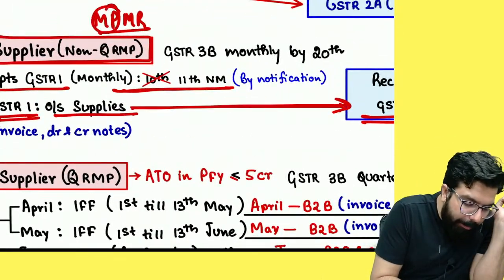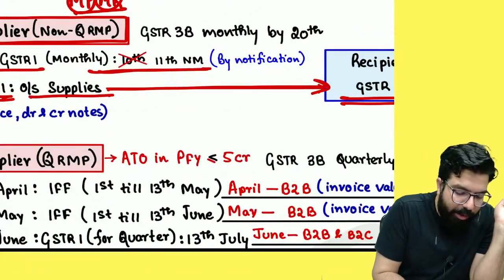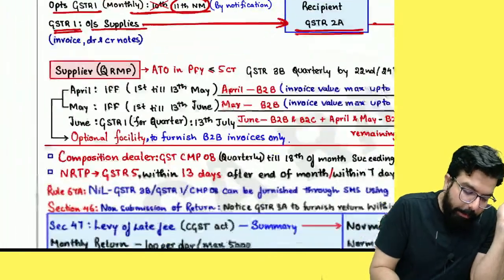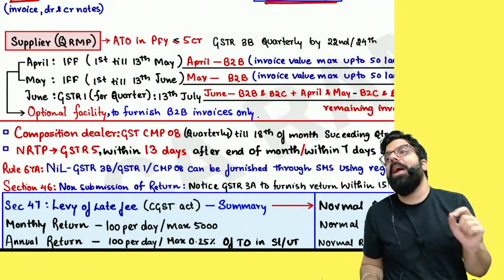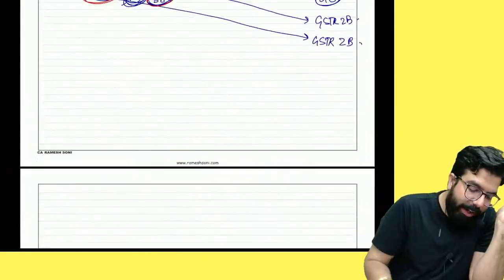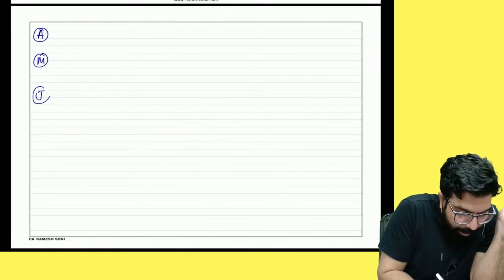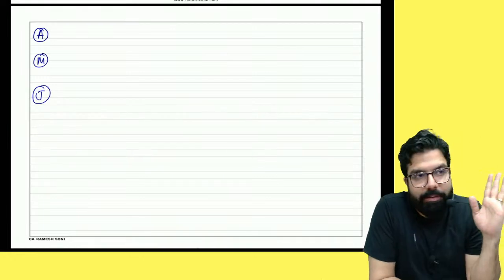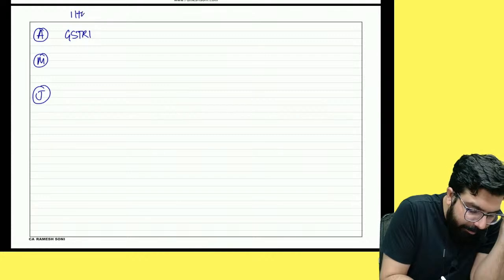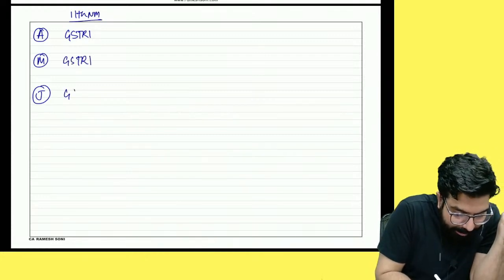Now tell me one thing. If I am under the monthly payment, monthly return scheme, normal, what is the due date of GSTR 1, everyone? 11. GSTR 3B, what is the due date? 28. But sir, if you are under QRMP scheme, what is QRMP, everyone? Quarterly return, monthly payment. I'll ask you once again. I will write over here April, May and June. What are the returns if I am under the monthly return scheme? First I will file GSTR 1 by 11th of next month. Correct, everyone?